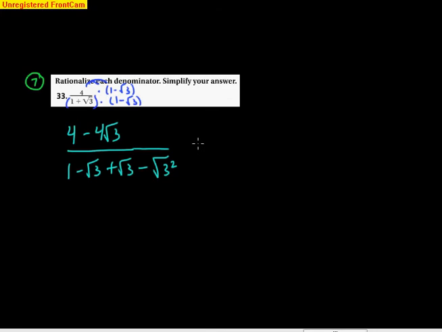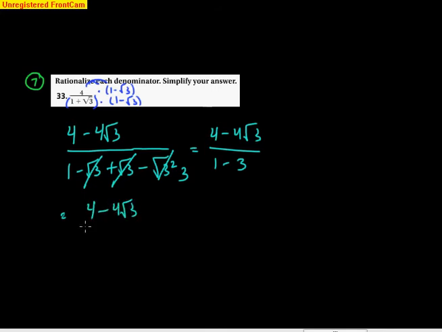So the top stays the same, 4 minus 4 radical 3. They do not combine. But the bottom, this 3 comes out of the radical to become 1 and then a minus 3. And this negative radical 3 and this positive radical 3 cancel. So this is really just 1 minus 3. Okay? So I will simplify that bottom. So we have 4 minus 4 radical 3 over, and 1 minus 3 is negative 2.